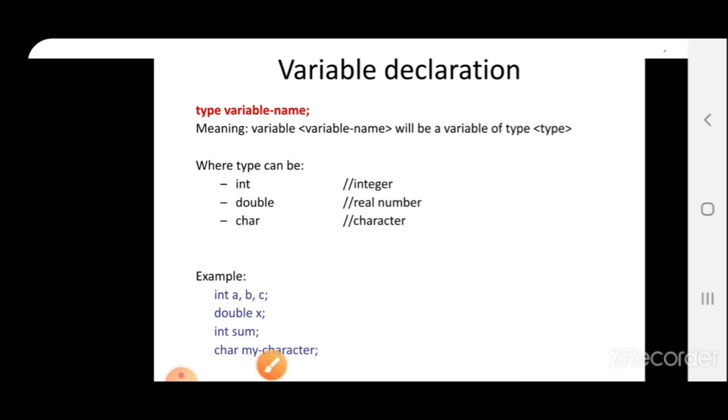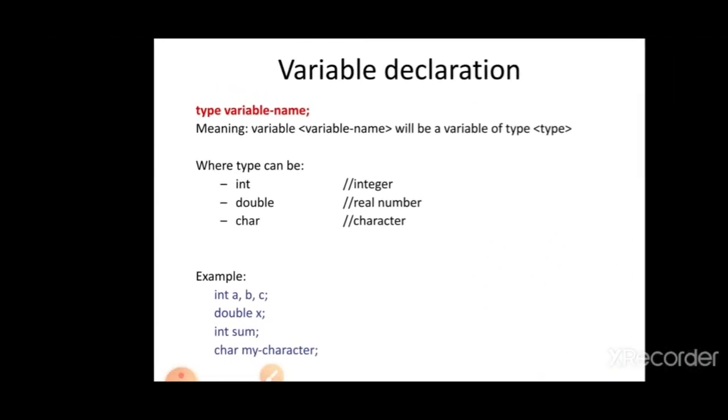So we add two numbers. A is equal to 5, b is equal to 7. A plus b, 5 plus 7, is equal to 12. We store this total sum in one more variable. So this is the variable. For that we have to give the type of variable: integer, double, character. Whichever type you want, you can declare in the declaration part. Example, integer a, b, c, double x, sum, character my character. These are the examples for variable declarations.